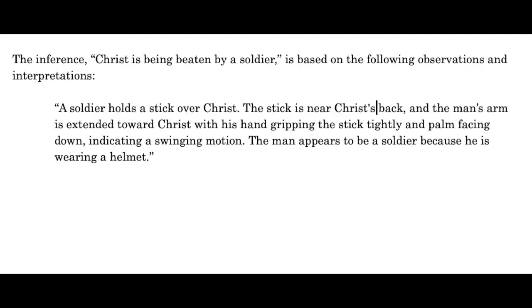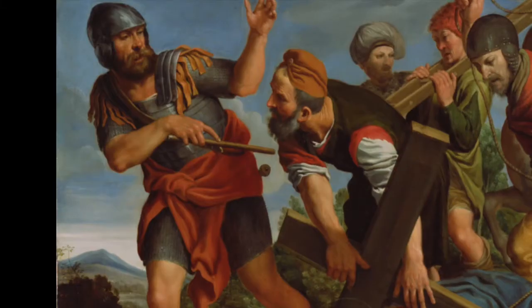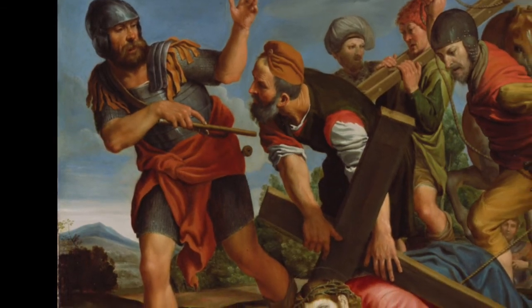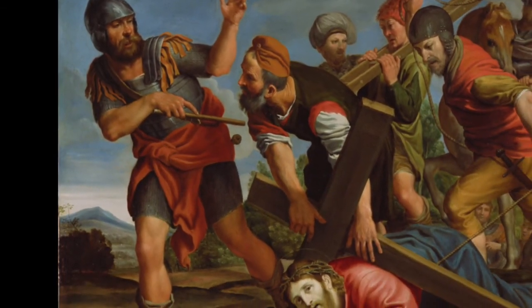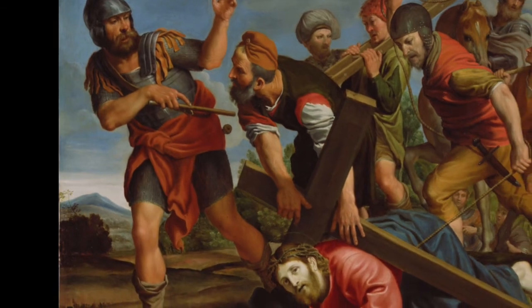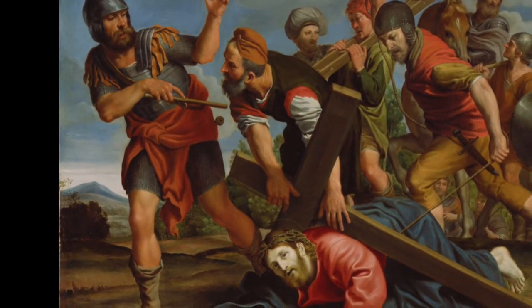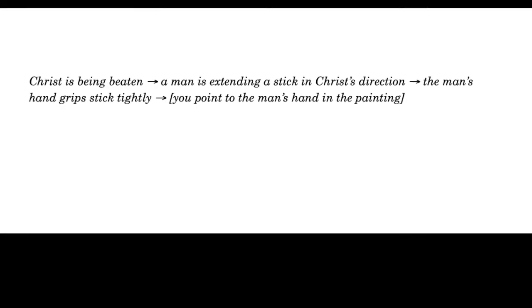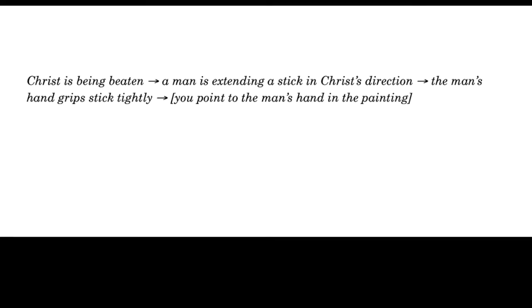Notice that the inferences I just drew are based on other observations and inferences, which are in turn based on very specific visual details, concrete details in the painting. If you have the painting present in front of you, at some point you could literally point to a concrete detail in it. Christ is being beaten. That's based on the idea that a man is extending a stick in his direction, which is based on the idea that the man's hand is gripping the stick tightly, and you could point directly to that stick being held by that soldier's hand.